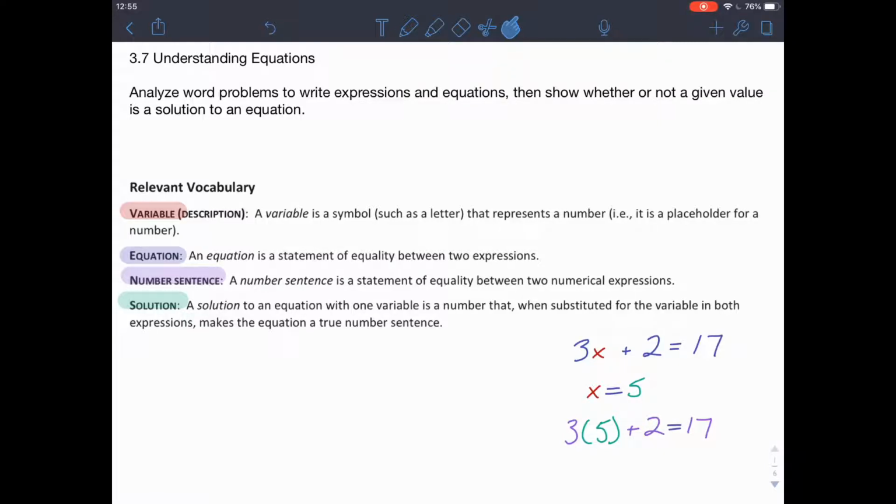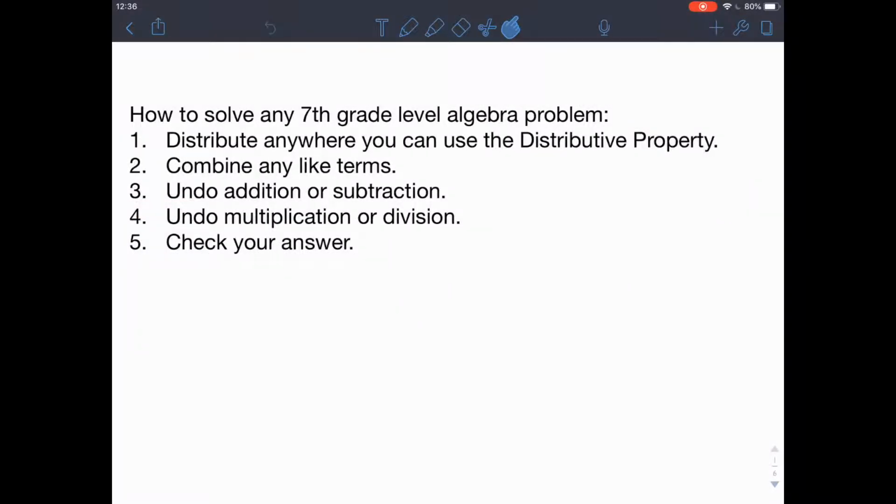which does equal 17. We are going to also continue using our steps for solving 7th grade algebra problems by first distributing anywhere we can use the distributive property, then combining like terms, then undoing addition or subtraction with the inverse operation, undoing multiplication or division with the inverse operation, and checking our answers.